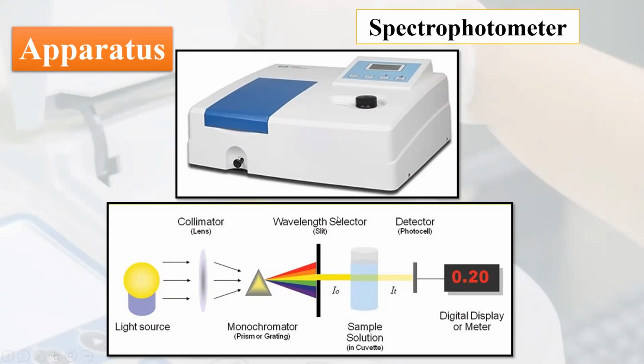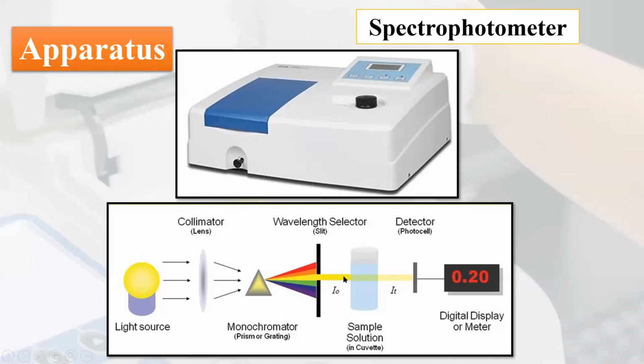Whatever reading comes out, we can see on the digital screen on the top. This is the phenomenon that takes place in this experiment. Here you see this is a sample, and this is a cuvette tube. In this cuvette tube we take the sample, and a different concentration solution. When we start it, the light will pass through the prism and disperse into seven colors. One monochromatic light will pass through this sample solution.